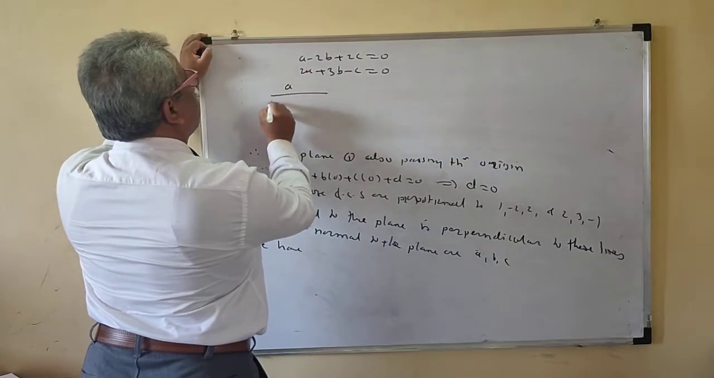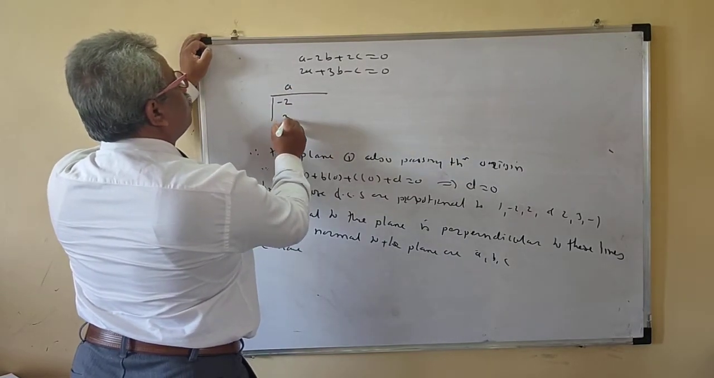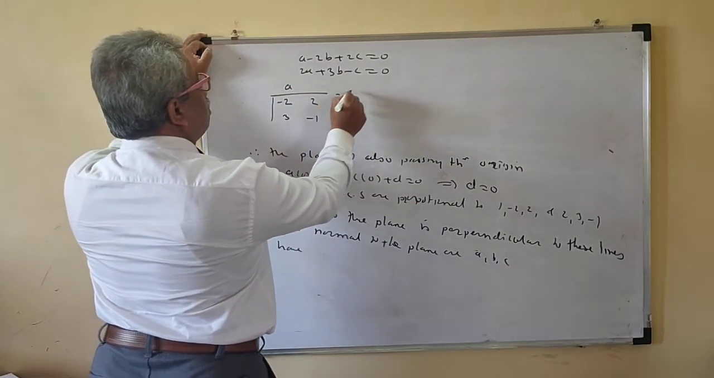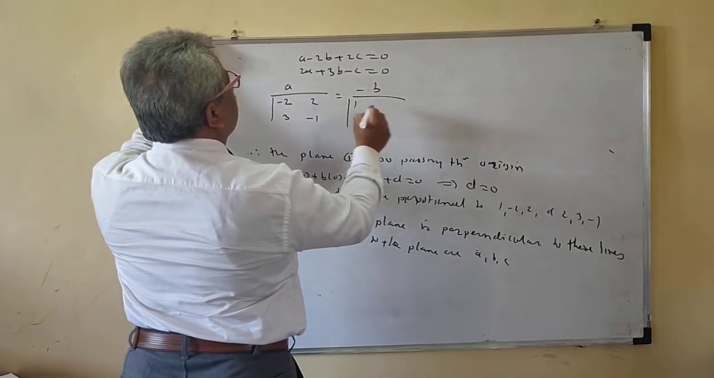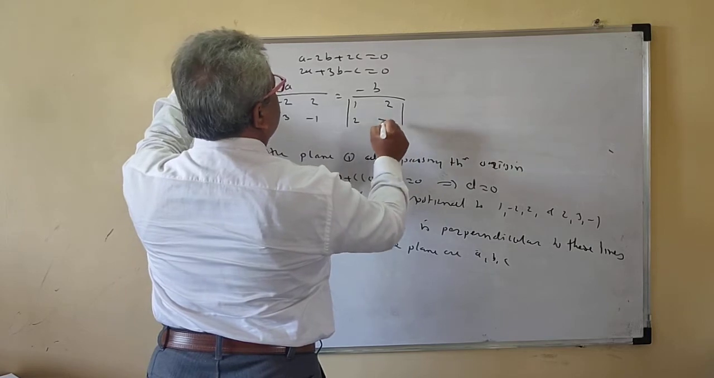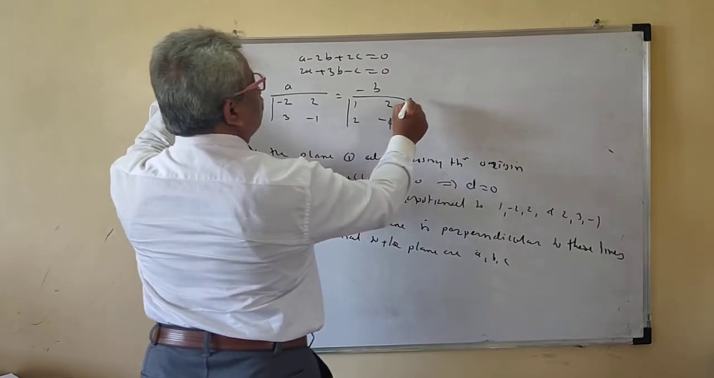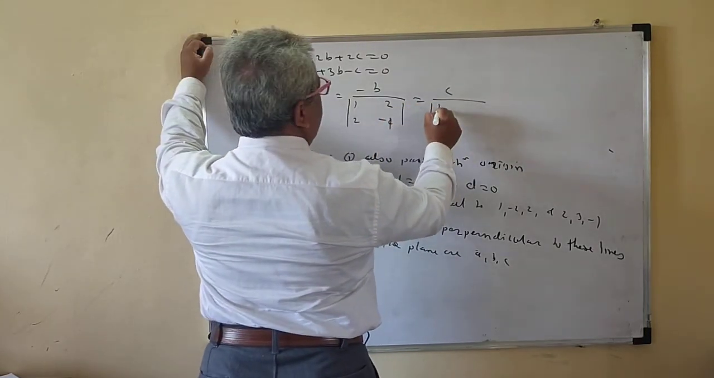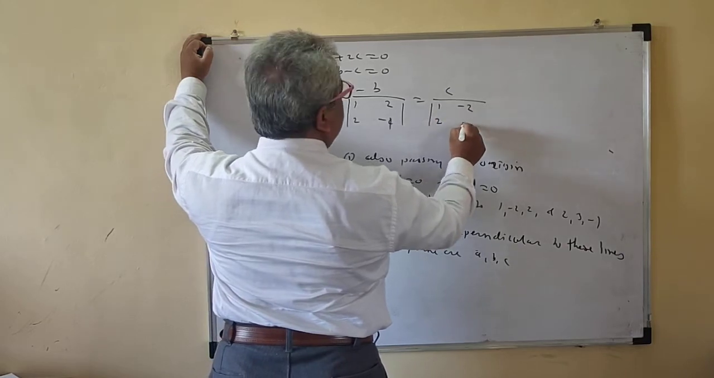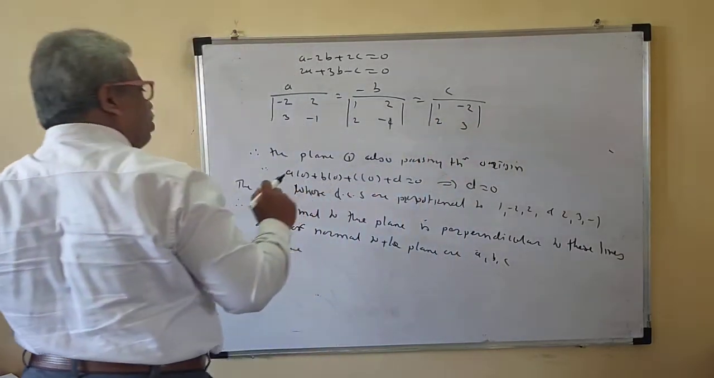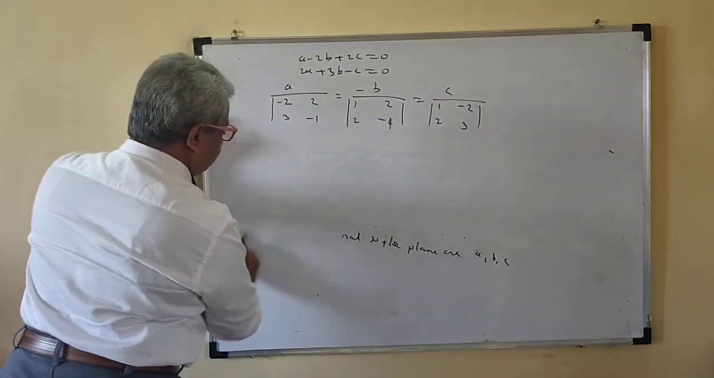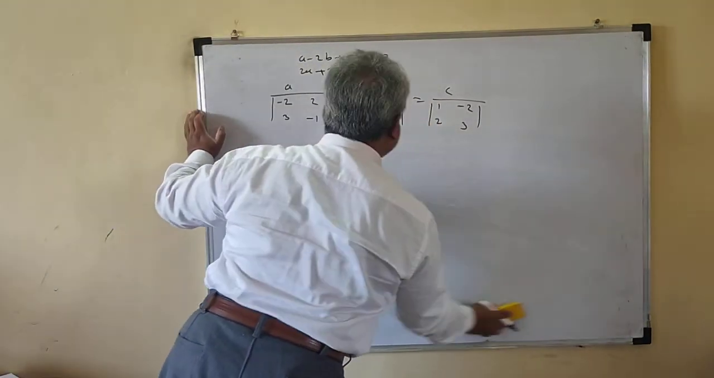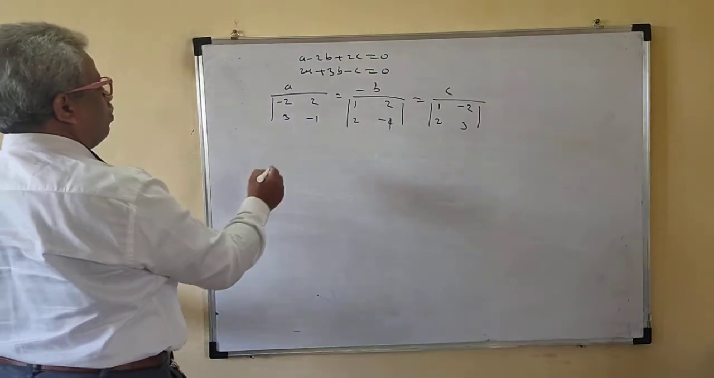We'll write A upon minus 2, 3, 2, minus 1. Minus B upon 1, 2, minus 1, minus 1. C upon 1, 2, minus 2, 3. So once we get the values of A, B, C, we get the required equation of the plane. Directly we can write the value of A as the determinant.